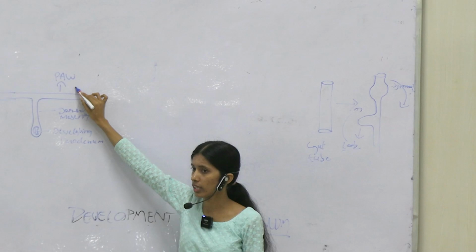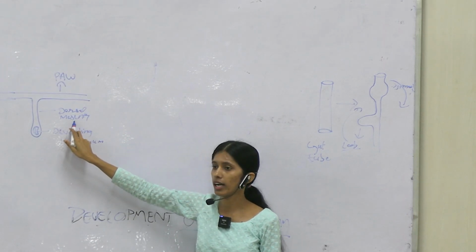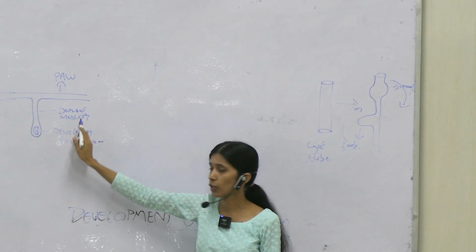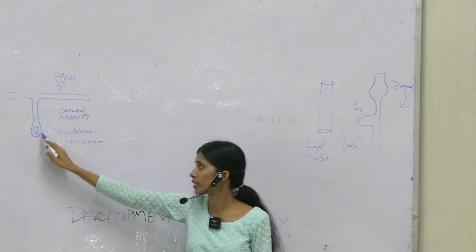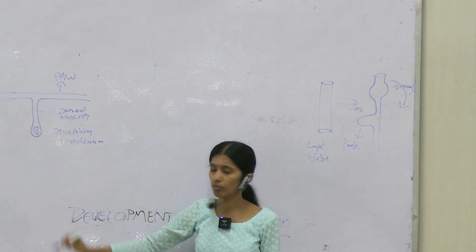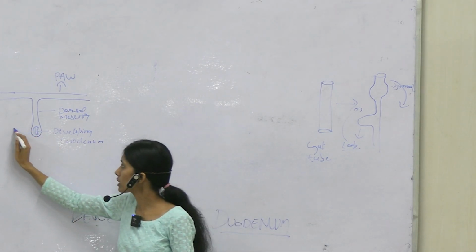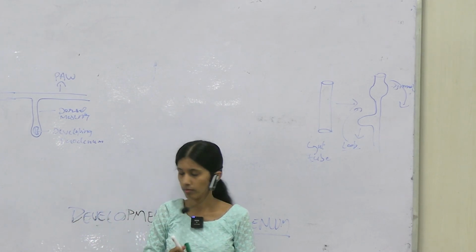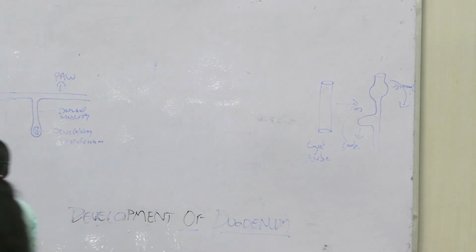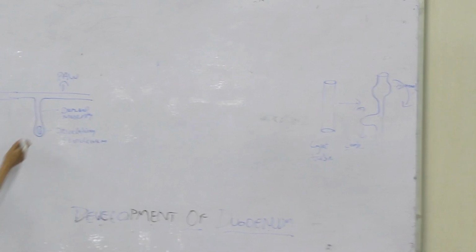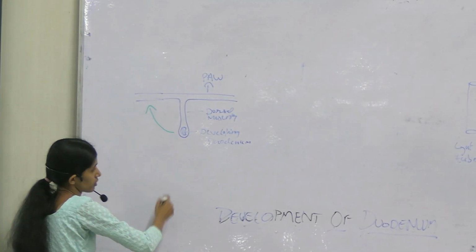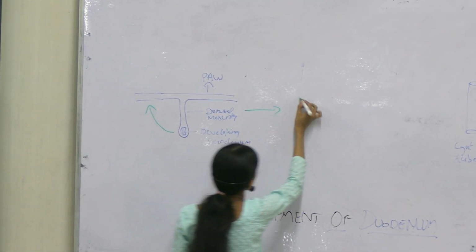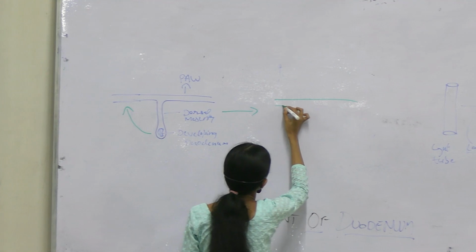This is your posterior abdominal wall. Here we have dorsal mesentery, then followed by the developing duodenum. As the development takes place, it will move towards the right side. Okay. This is moving towards the right side. Once it moves towards the right side, this is how the structure will look.